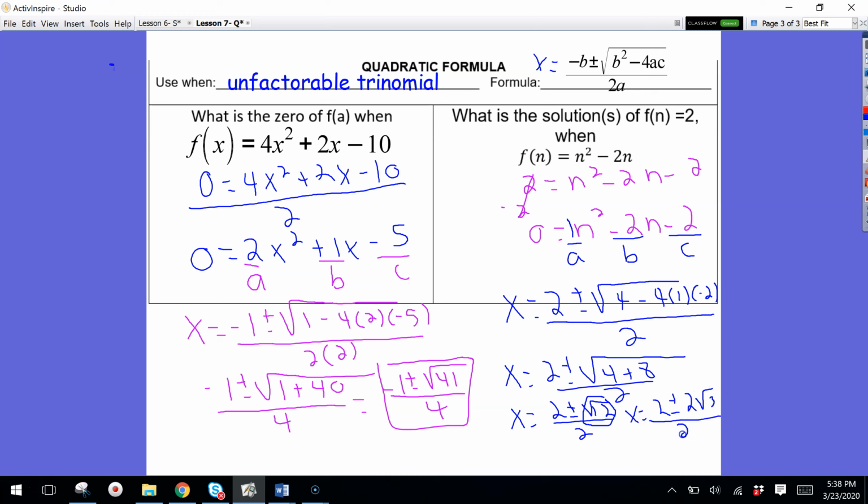And then now you can actually simplify these fractions. This is actually a fraction, 2 over 2, which is 1. And then here, 2 square root 3 over 2 is also just 1 square root 3. So we don't need to write that one. We can just write square root 3. And that's it. So it's 1 plus and minus the square root of 3. So again, this is two answers. One of them is 1 plus the square root of 3, and the other one is 1 minus the square root of 3.